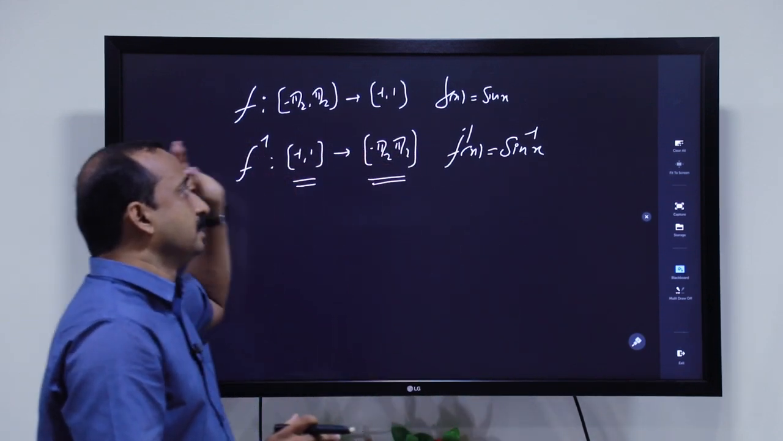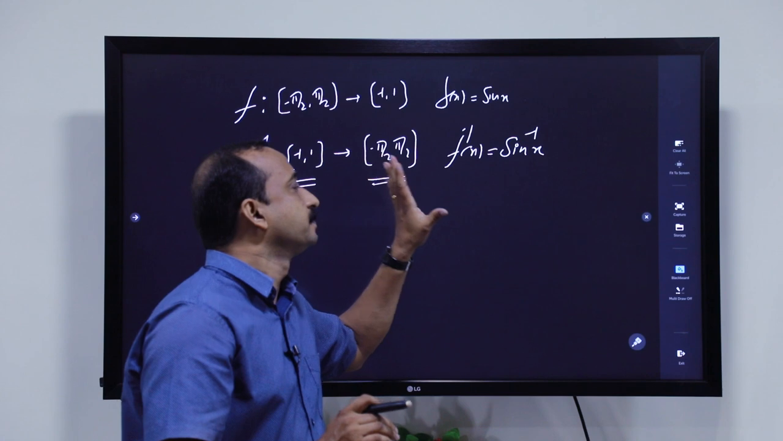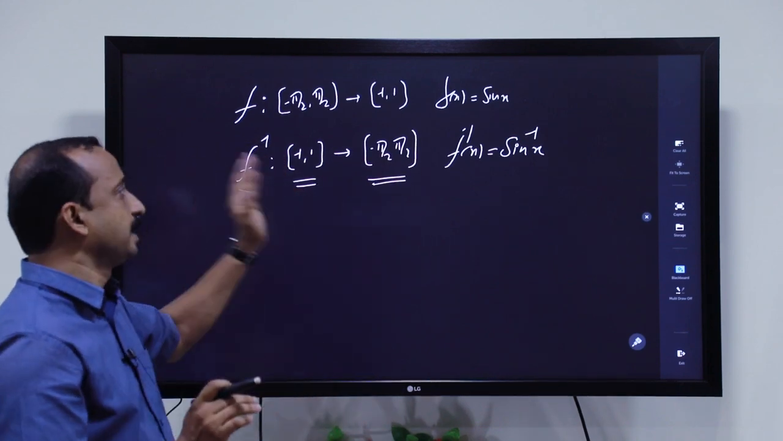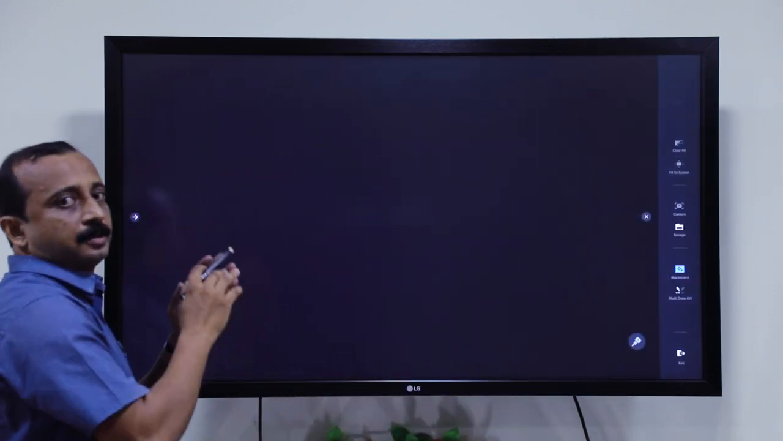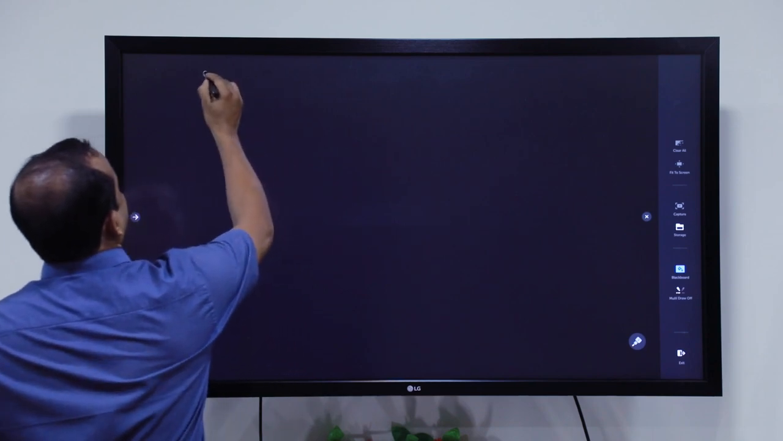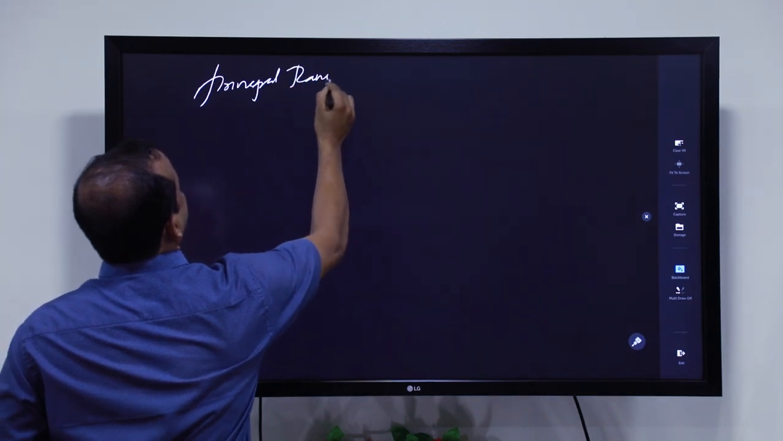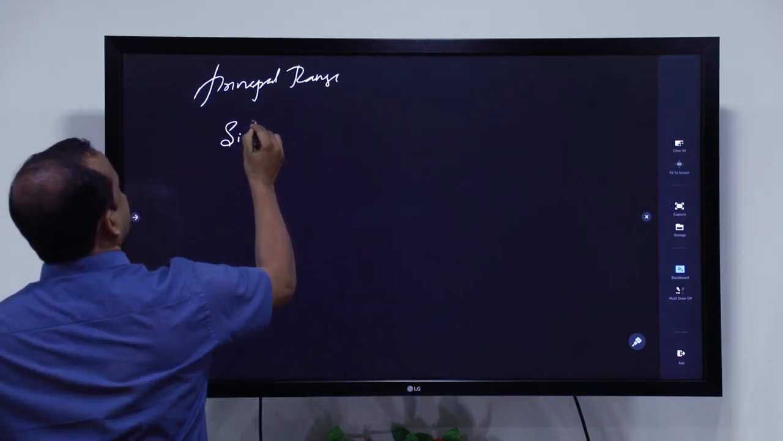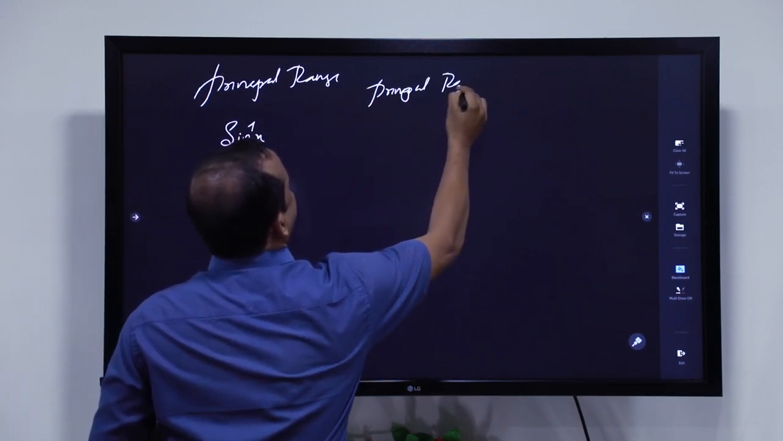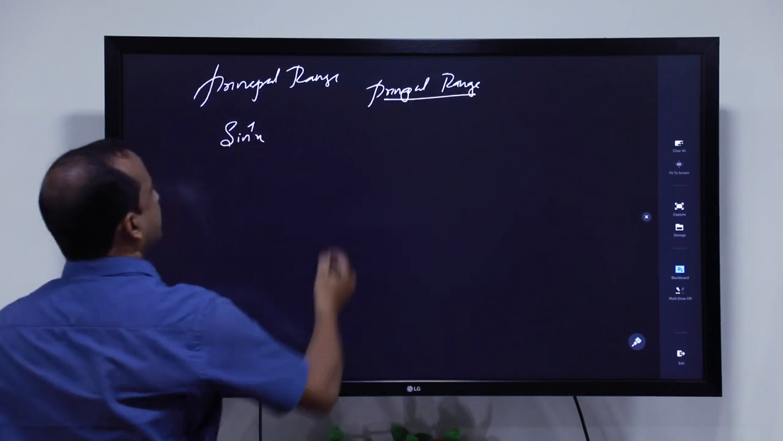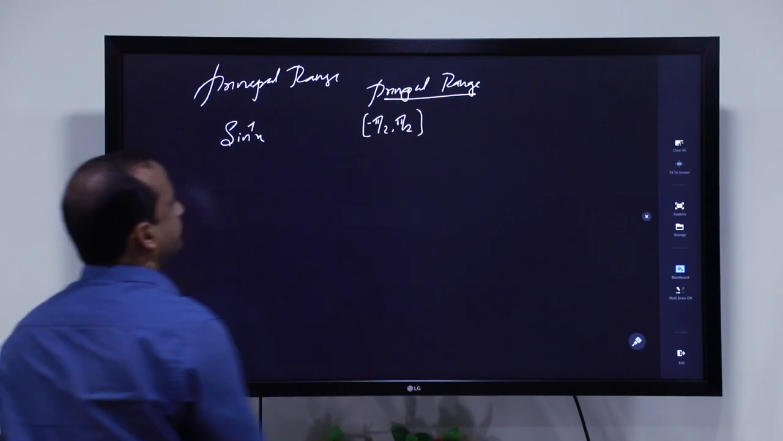In this section, we need the principal range of each inverse trigonometric function. First of all, the principal value of sine inverse x is minus pi by 2 to plus pi by 2. All of you try to learn the principal ranges by heart. Okay, first, sine inverse x principal range is minus pi by 2 to plus pi by 2.